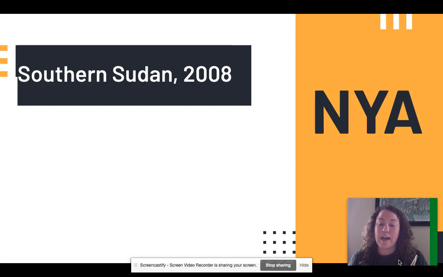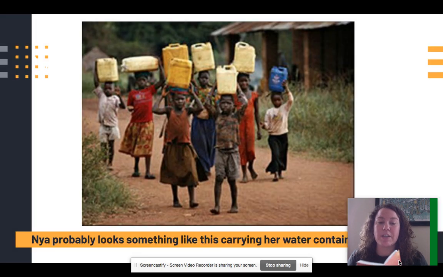Heat, time, and thorns. Here's a picture of what Naya might look like, what she's talking about. She's carrying a water container, and here she's talking about going to get the water. So this picture shows water on the way back. Those containers are filled with water, and you can imagine that'd be really heavy. So heat, time, and thorns.